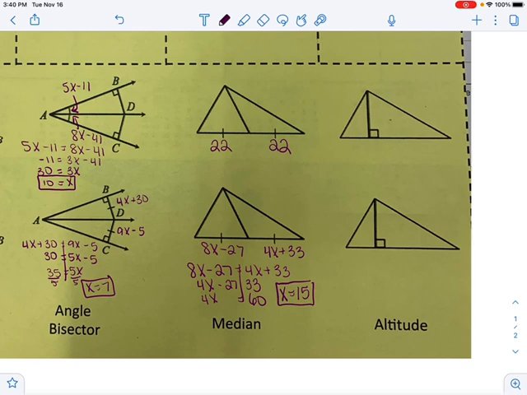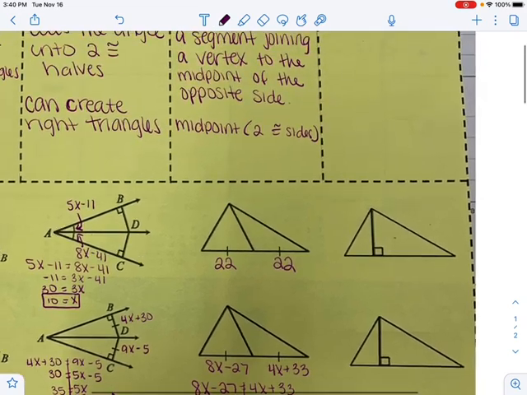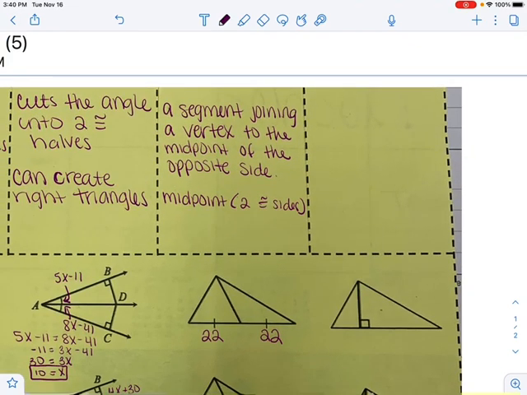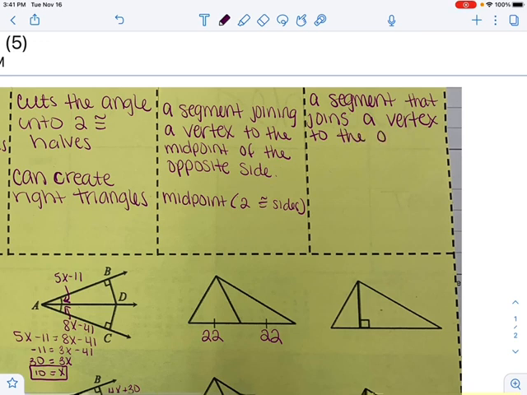Last but not least is our altitudes. Okay, an altitude is a segment again, and that segment joins a vertex to the opposite side. And in this case, it doesn't meet at the midpoint, but it meets perpendicularly.